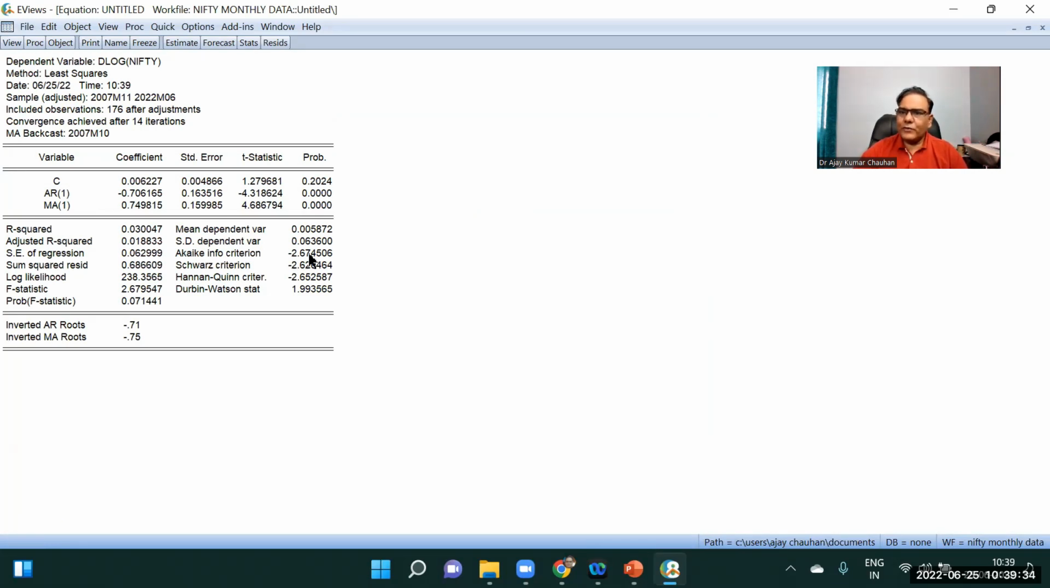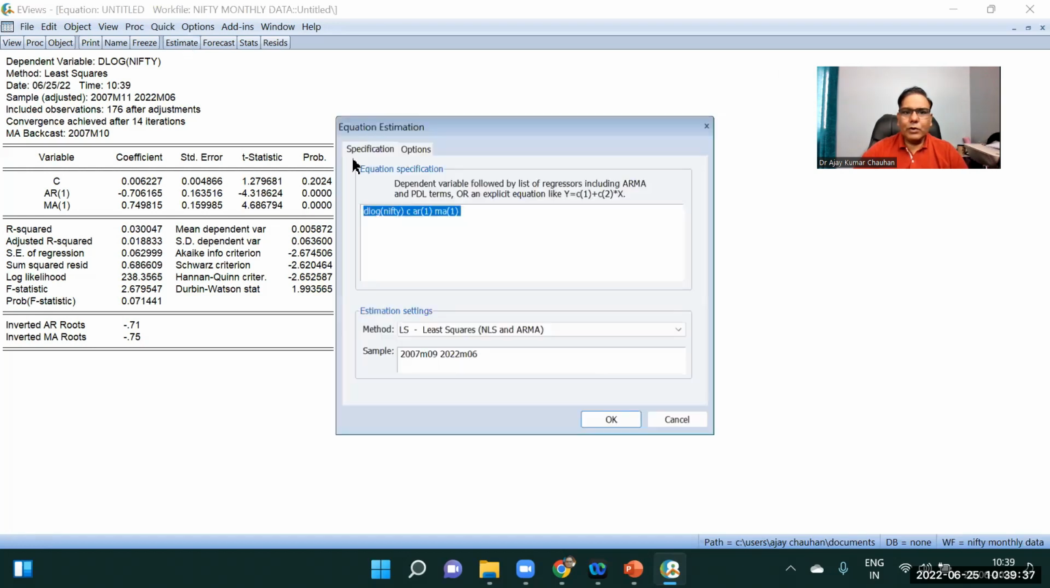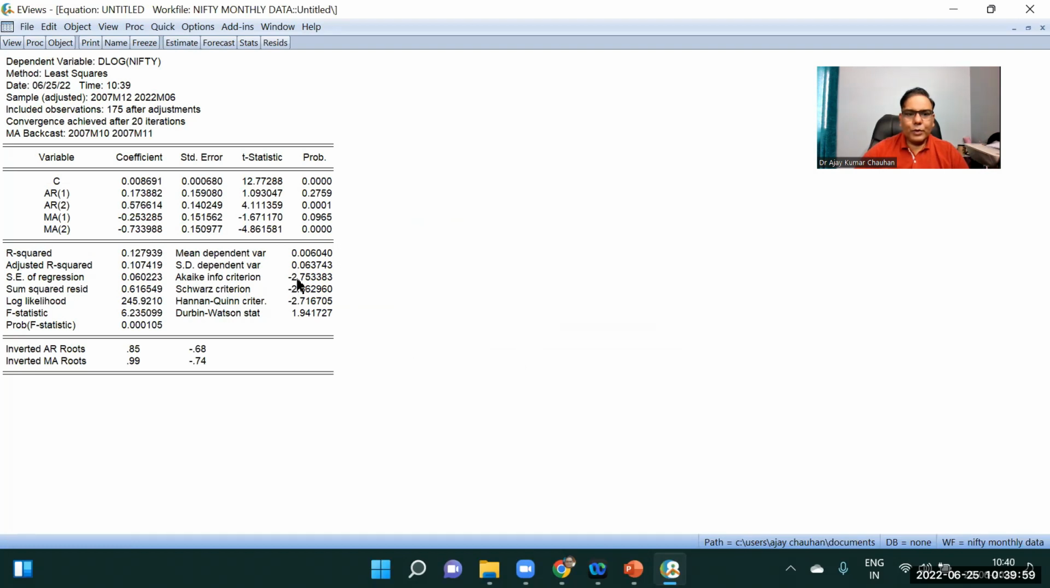Now I'm going to the estimate. Whenever you want to go back, you're going to click on the estimate. So I am adding one more thing, AR2 and MA2. And this is minus 2.674, 2.76, it is decreasing, so it is good. And MA2 is also significant, and AR2 is also significant.